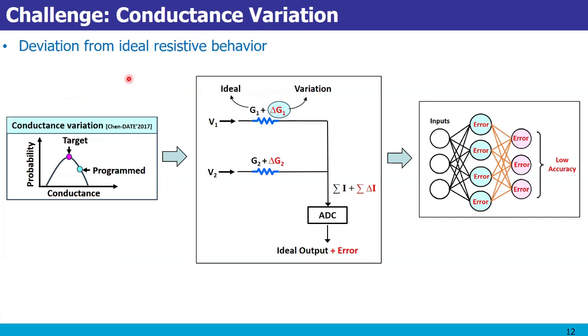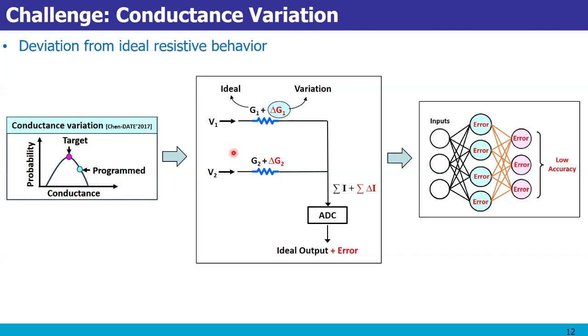So what is conductance variation? The Memristor device is a very small, oxide-based device. It has stochastic physics and also has fabrication imperfections. Because of this, whenever you try to program a Memristor, its final programmed value will be different from what you target. It won't be a point value, it will have a distribution around it.